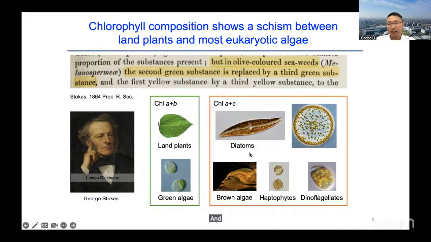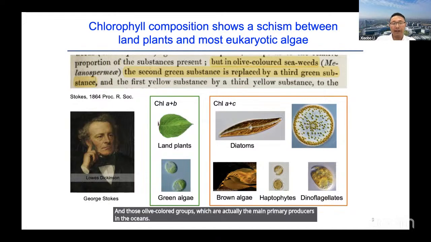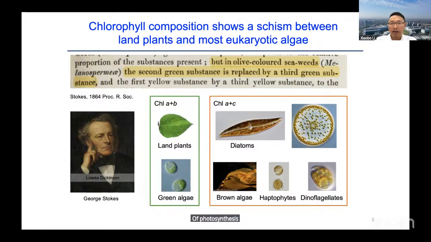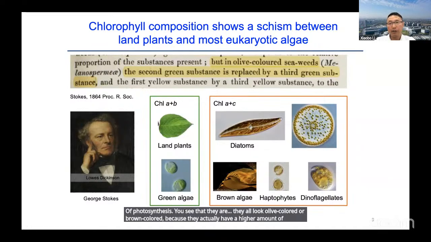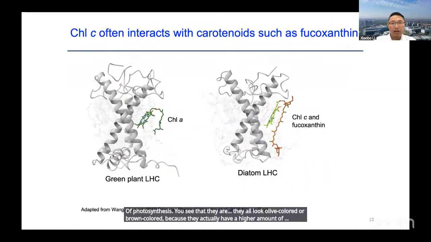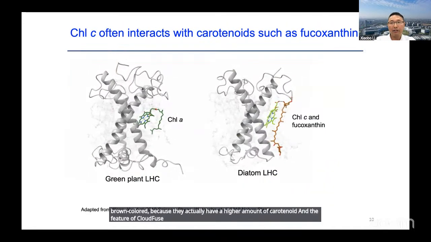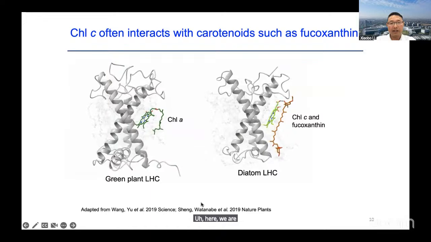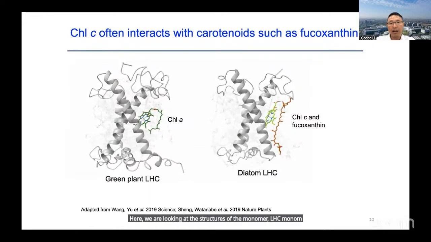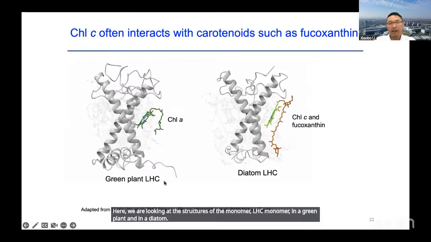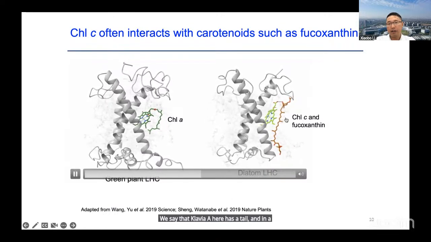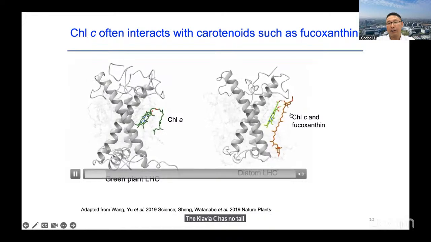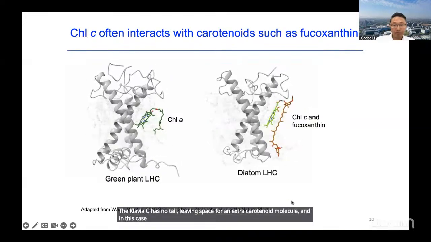And those olive-colored groups, which are actually the main primary producers in the oceans, use chlorophyll A plus C for photosynthesis. You see that they all look olive-colored or brown-colored because they actually have a higher amount of carotenoids. And the feature of chlorophyll C at least partly contributes to the high carotenoid content. Here, we are looking at the structures of the LHC monomer in a green plant and in a diatom. We see that chlorophyll A here has a tail, and in a conserved site, the chlorophyll C has no tail, leaving space for an extra molecule, and in this case, it's xanthophyll.